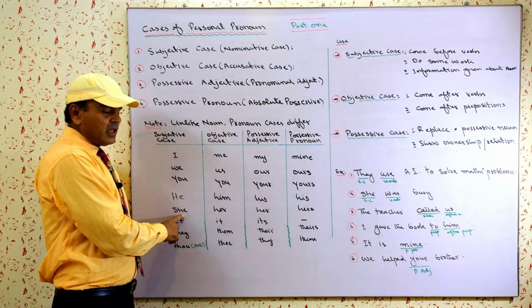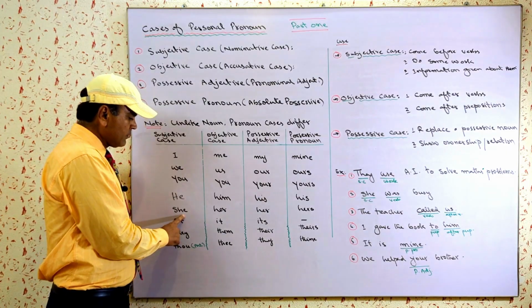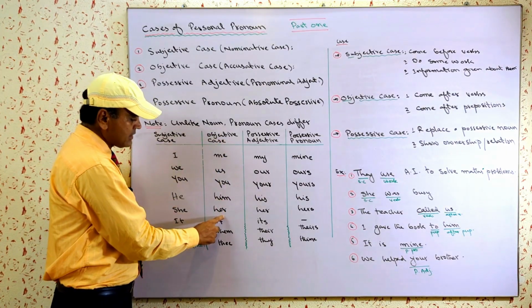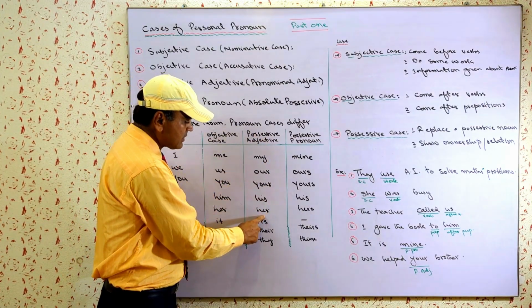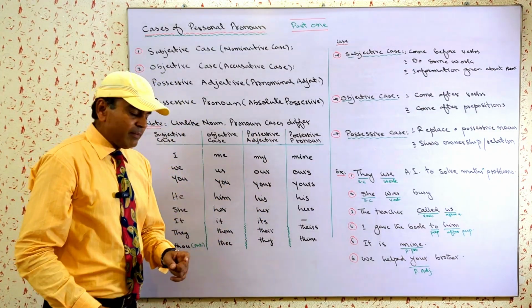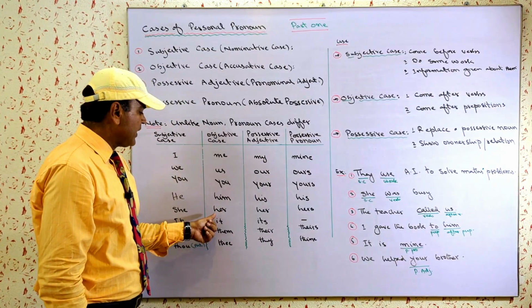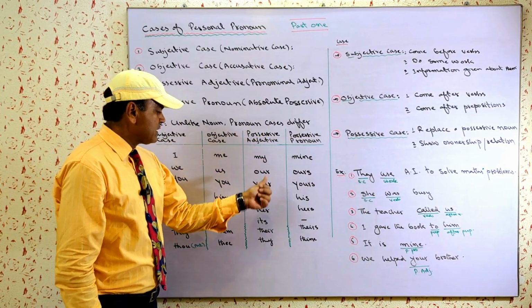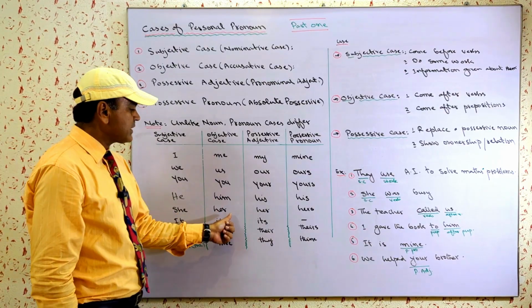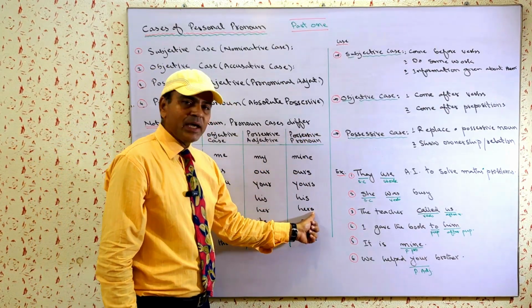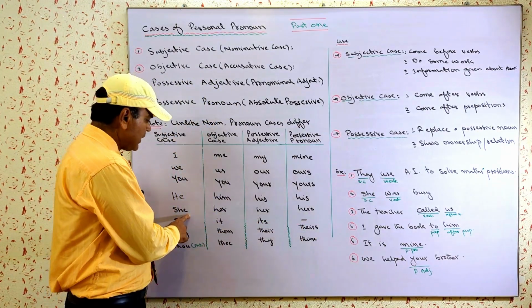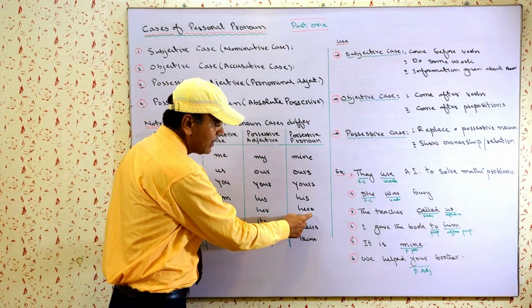Then we have another personal pronoun, she. Its objective case is her. Its possessive adjective is also her. So let me draw your attention that objective and possessive adjective of she are the same. Only in the possessive pronoun we add s. So she, her and hers.